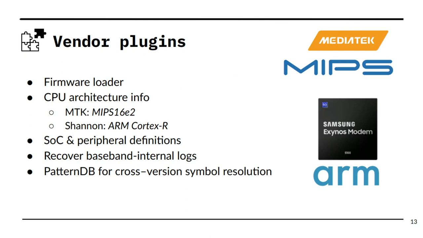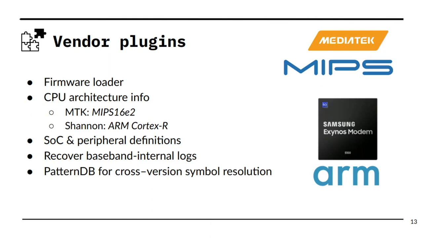MediaTek is usually weird. The one that we support is MIPS16e2. The latest 5G ones switch to nanoMIPS, which is also weird but needs extra work to get going. Then for Shannon, we support ARM Cortex-R, which is one generation older. The latest one switched to Cortex-A, so an actual application processor. So next to your application processor, you now have another application processor.